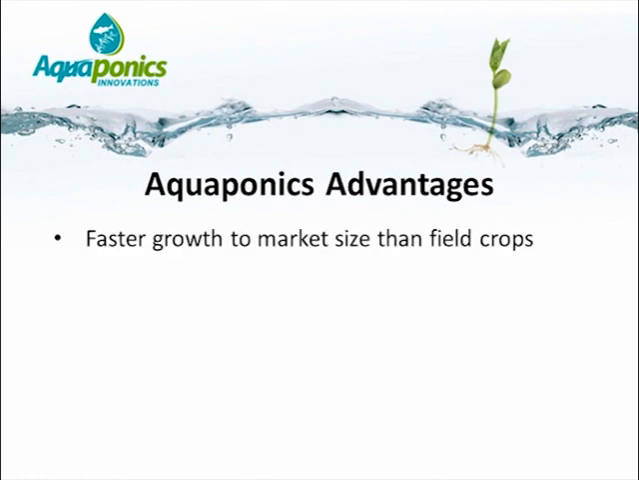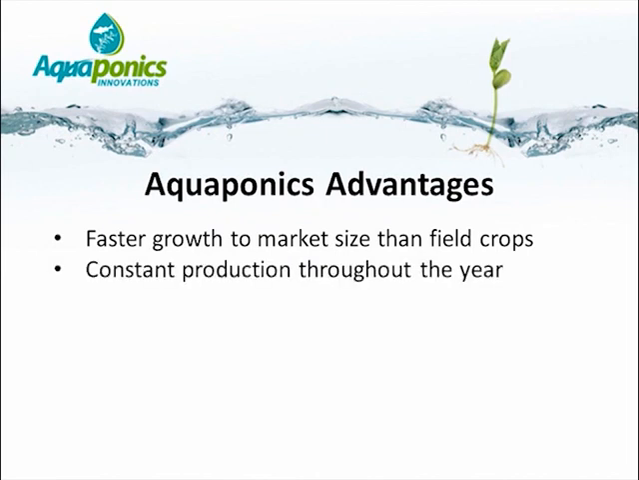The first of these is that we enjoy faster growth to market size than we do with field crops. Furthermore, production is constant throughout the year. We also experience fewer diseases than in field crops.